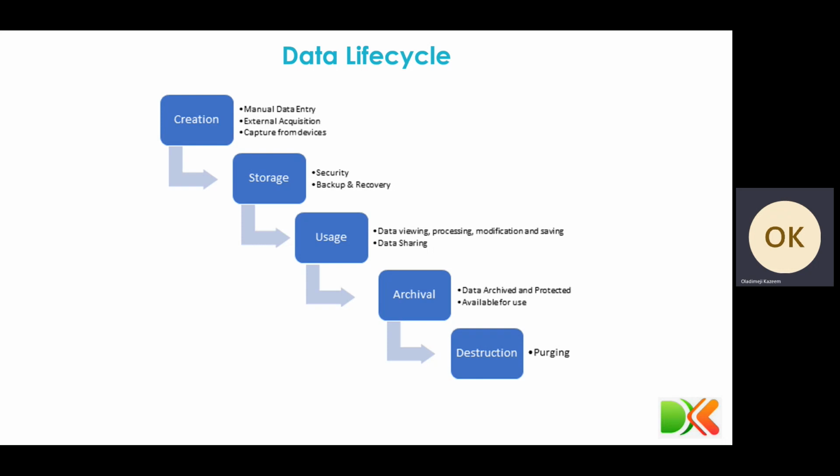Then after usage, viewing, the next level is archival. It has to be archived so that it can be accessed some other time later. Now, when data is being archived, protection is key. It must be archived in a place where it is protected and readily available for use as and when it is required. So this explains the reason why backup is key.